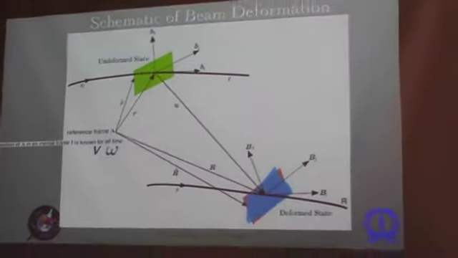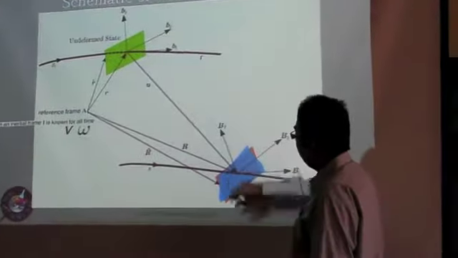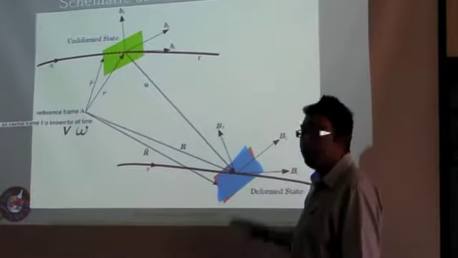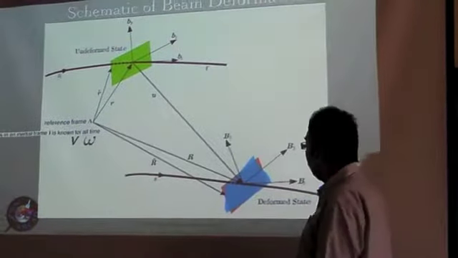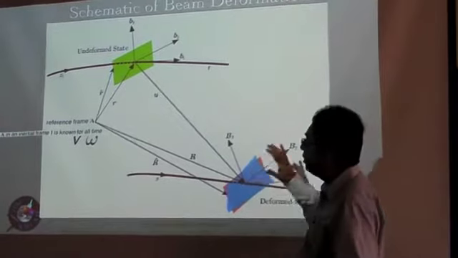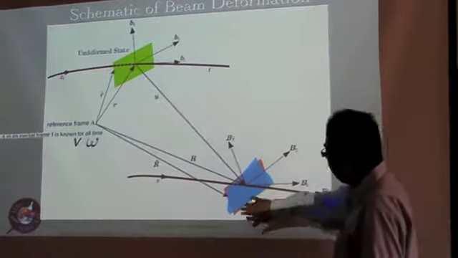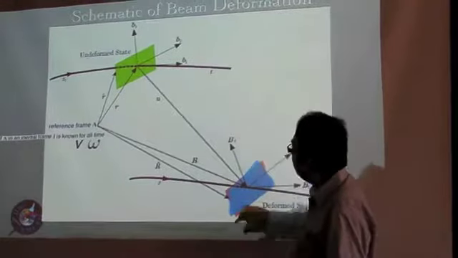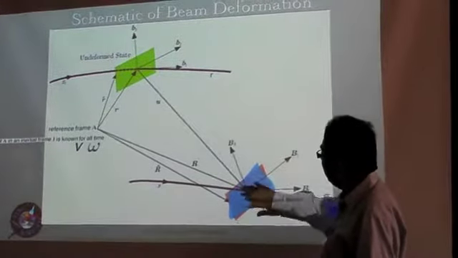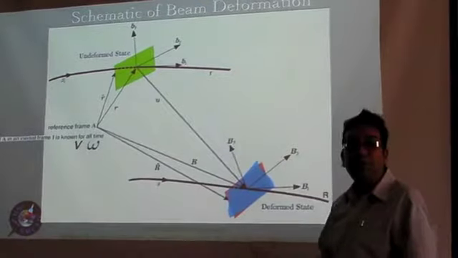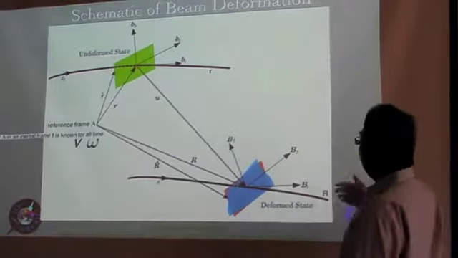So again, here it is the blue shade, which basically is the final configuration at a particular point of time. At different points of time, of course, this can change. We're just looking at one particular point of time. So at that point of time, the green surface, which was a plane, has now become a blue surface. In general, it could be non-planar.